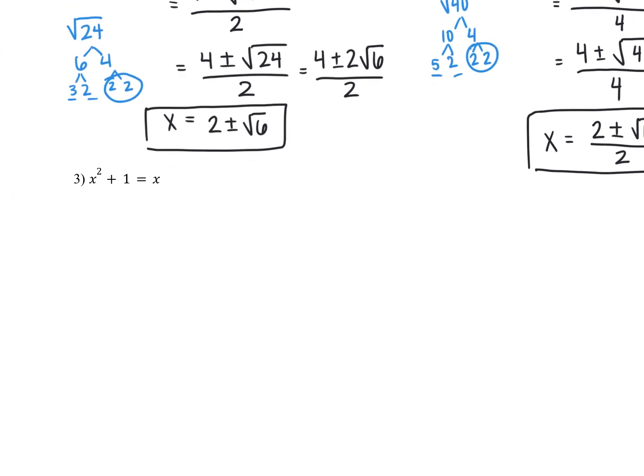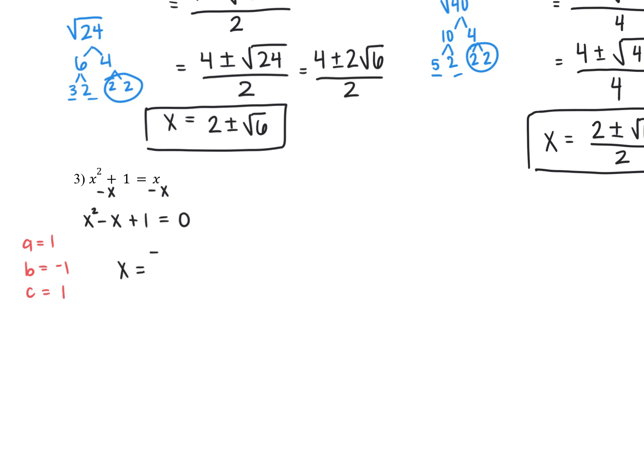So for our last example on this page, we have x squared plus 1 equals x. So in the previous two examples we did, the quadratic was already set equal to 0, so I can identify a, b, and c and start right away. But in this case, it's not. So my first step is going to be to actually subtract x. So we get x squared minus x plus 1 equals 0. Now I can identify a, b, and c and use the quadratic formula. So a is 1, b is negative 1, c is 1.